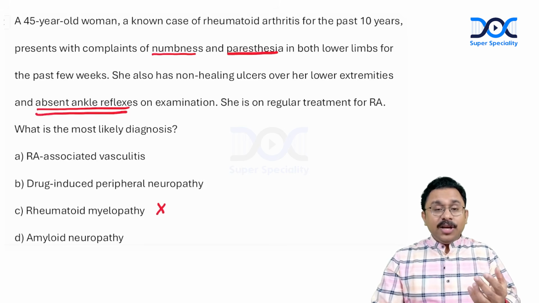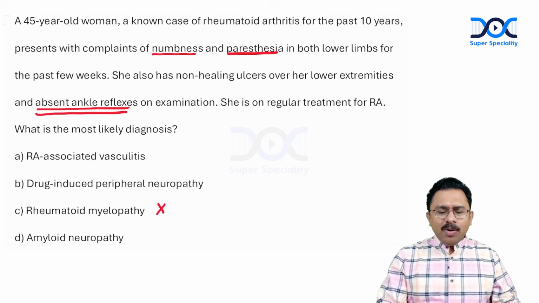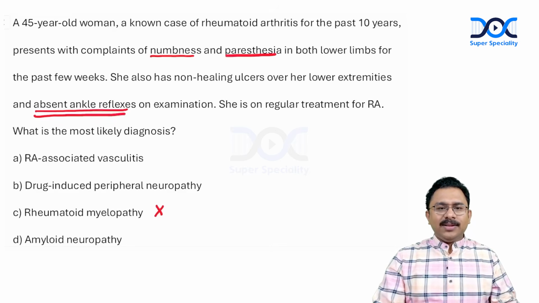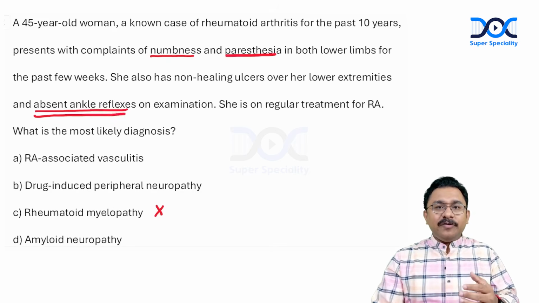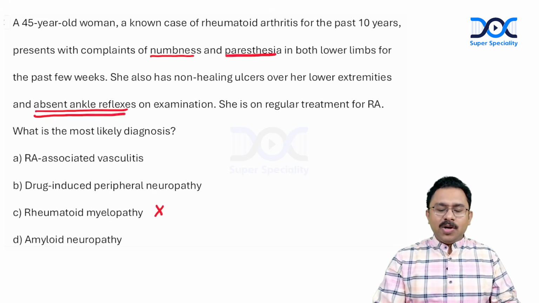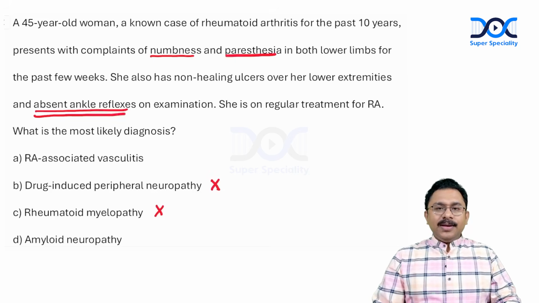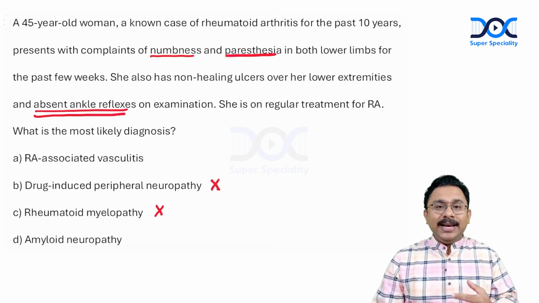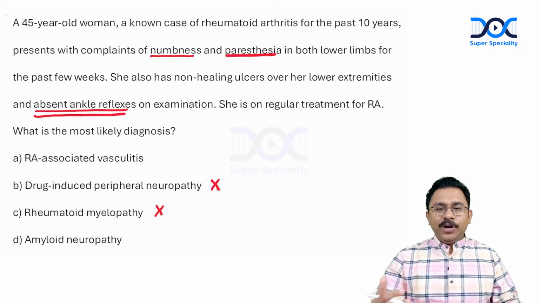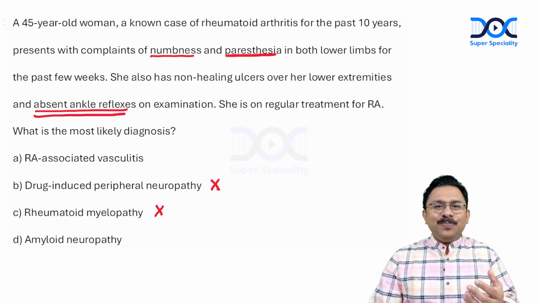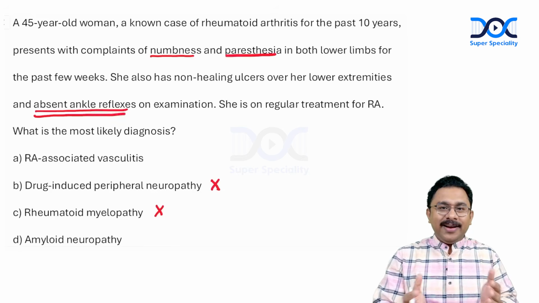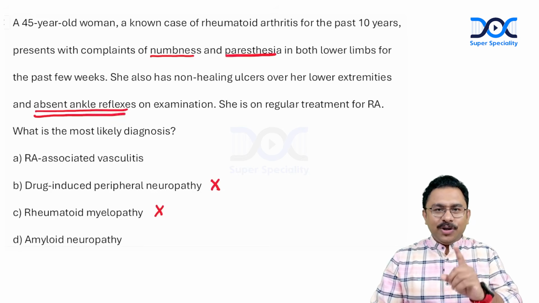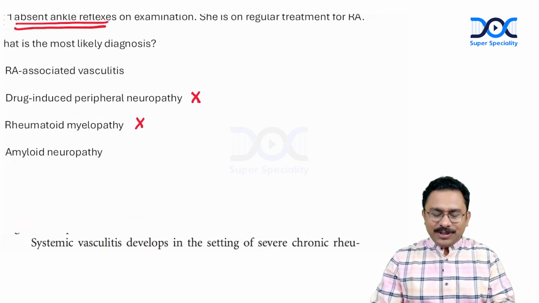Could it be drug-induced peripheral neuropathy? Well, out of the drugs that you give for rheumatoid arthritis, none of them are well known to cause this sort of a peripheral neuropathy with non-healing ulcers. Hence, I am eliminating that option. Now it is between rheumatoid arthritis associated vasculitis and amyloid neuropathy. What do you think? So let's dive into a few more details regarding RA associated vasculitis and amyloid neuropathy before coming to a conclusion.